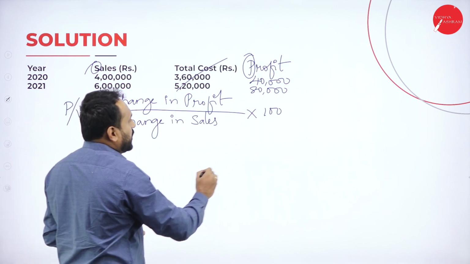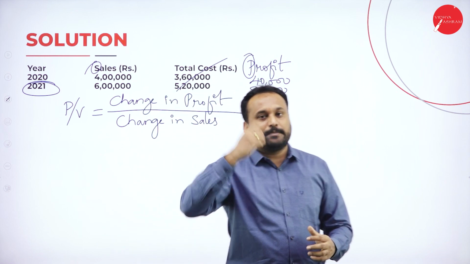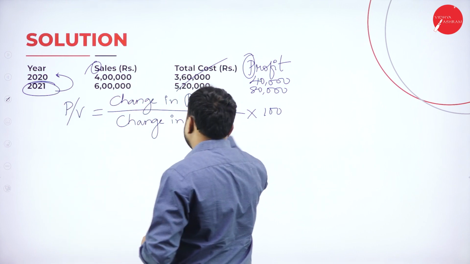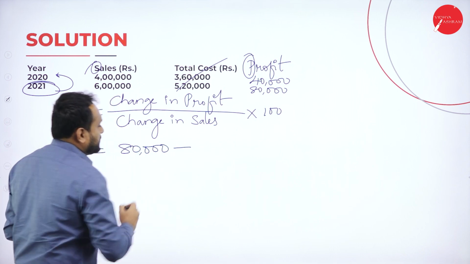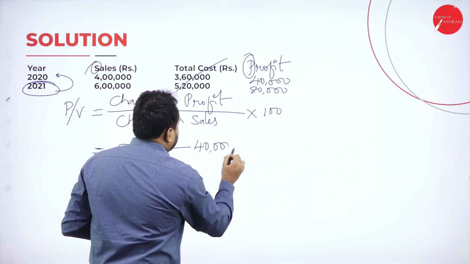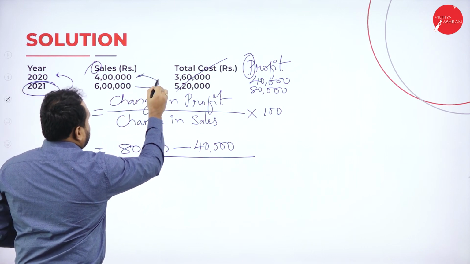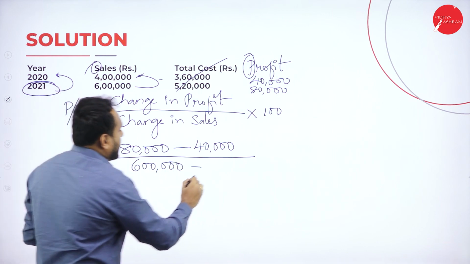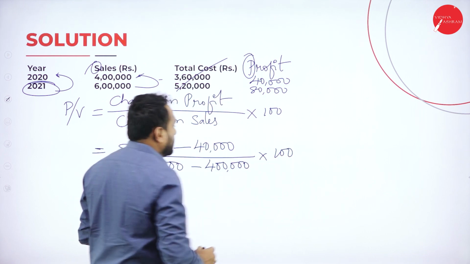So change in profit means what? See, 2021 is the current year minus previous year, current year minus previous year. So this previous year is 2020. So 2021, what is my profit? 80,000. So is equal to 80,000 minus, what is the previous year profit? 40,000. So 80,000 minus 40,000 divided by, now sales minus this one, right? So it is 6 lakh minus 4 lakh into 100.